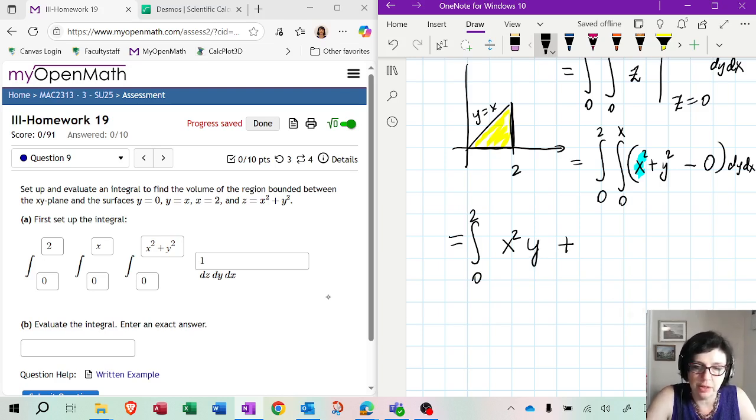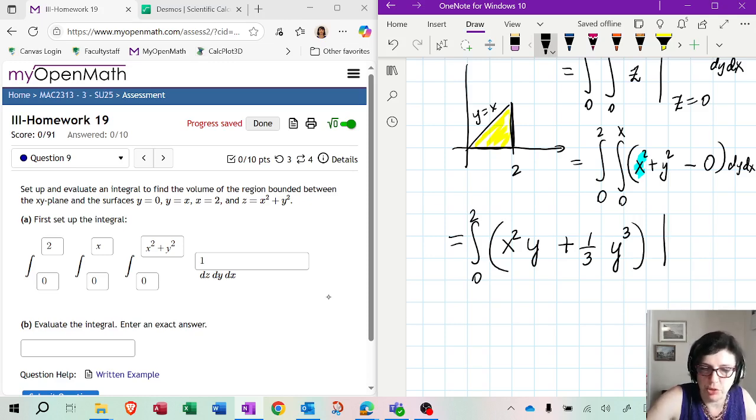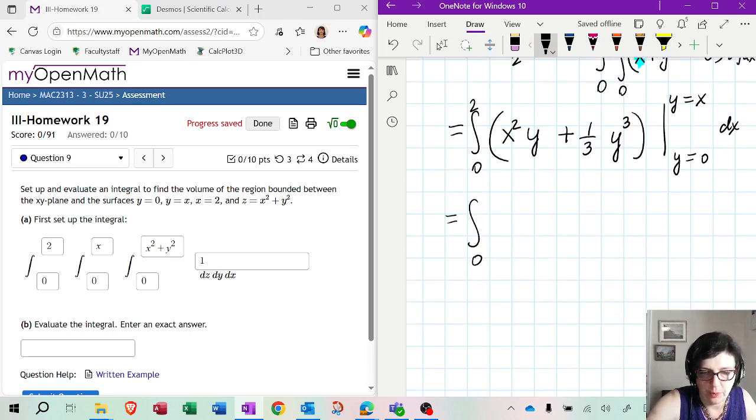Plus, now y squared integration with respect to y is the normal integration. So when you add 1 to the power, you get y cubed. And then 1/3 comes out in the front. Okay, now we substitute y equals 0, y equals x, and then this is dx. Okay, so what do we get? Again, it's important to put which variable you're substituting for, right? Okay, so we are taking y as equal x, and we're substituting it for y and leaving the other one the same. So it's going to be x squared times x plus 1/3 x cubed.